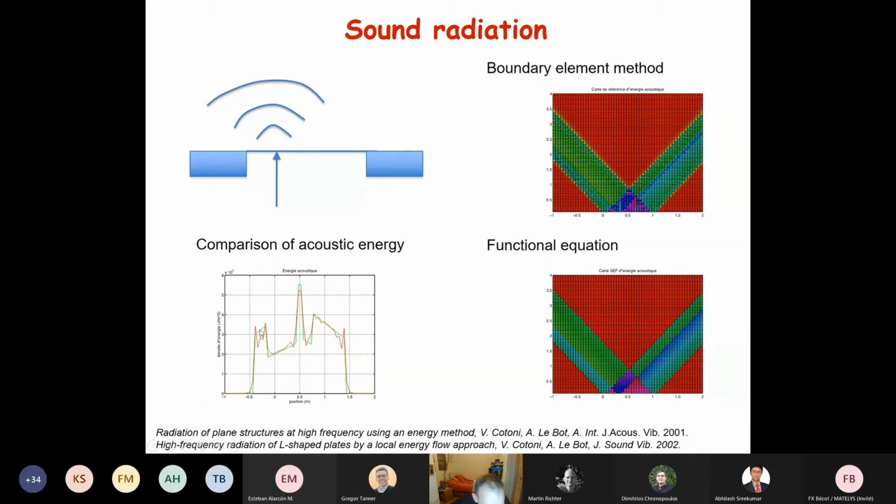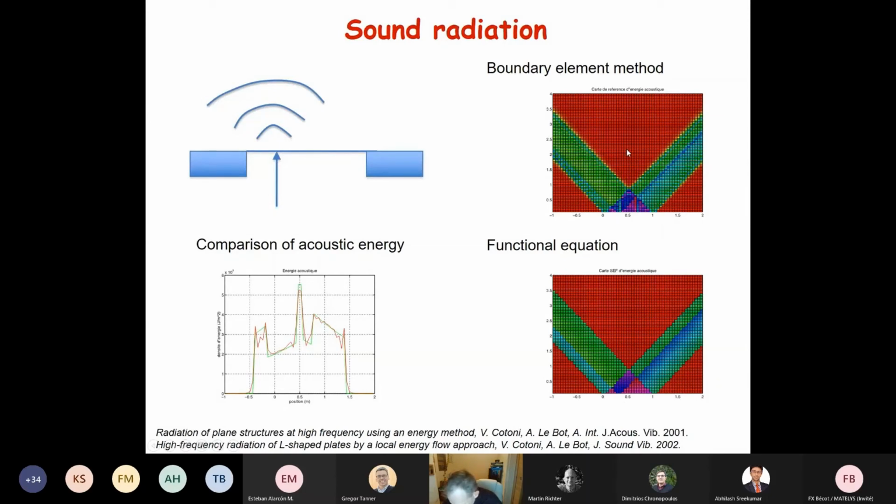And as you can see, the red curve is the exact calculation given by a very fine solution of the wave equation, while the green curve is the solution of the functional equation. So again, the functional equation gives the global evolution of the acoustical level, but cannot predict the small details, the rapid fluctuations. And there, on the right side, you can see the maps of sound pressure level in the acoustical domain. So this is the structure, the baffle, and then the domain.